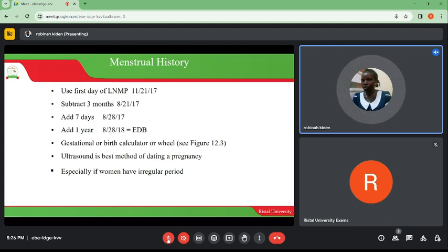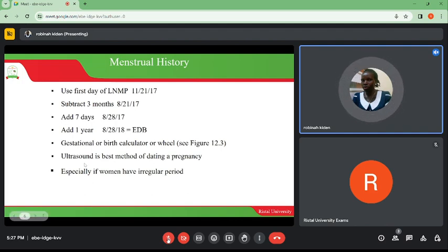But if the mother sees her periods from late March up to December, definitely there we need to add 1 on the year. So the gestational or birth calculator, we shall see it as we continue.